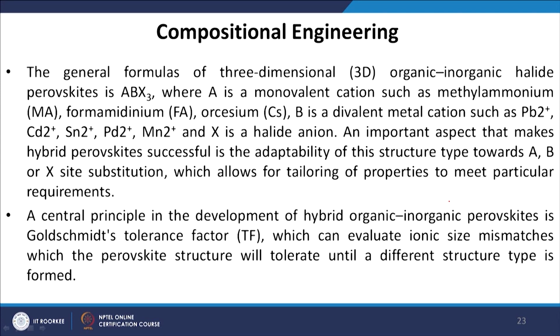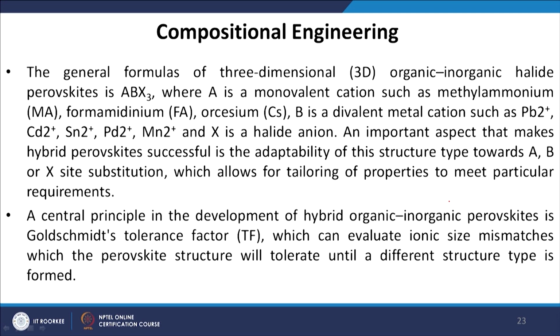Now, another important approach is compositional engineering. The general formula of the 3-dimensional organic inorganic halide perovskite is ABX3, where A is a monovalent cation such as methylammonium, formamidinium or cesium, B is a divalent metal cation such as lead, cadmium, tin, palladium or manganese, and X is a halide anion. An important aspect that makes halide perovskite successful is the adaptability of the structure type towards A, B and X size distribution, which allows for tailoring of the properties to meet particular requirements.